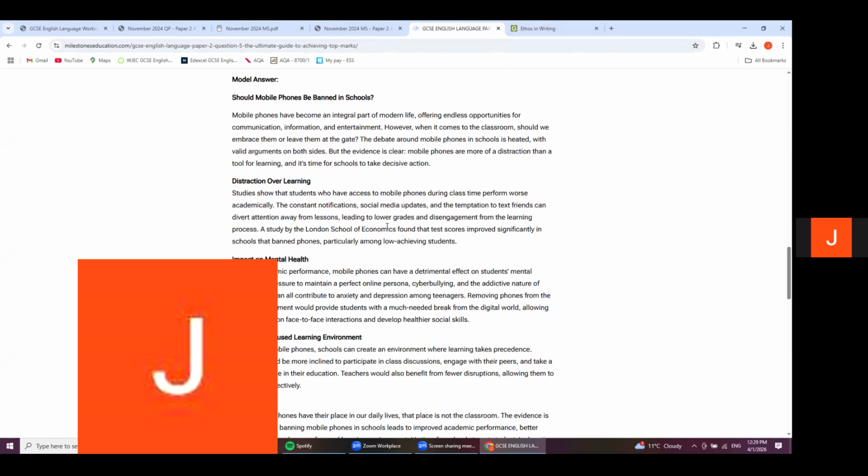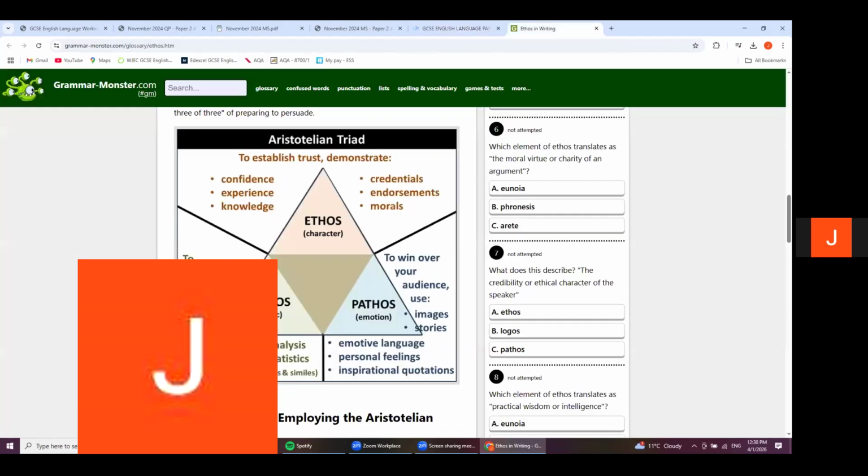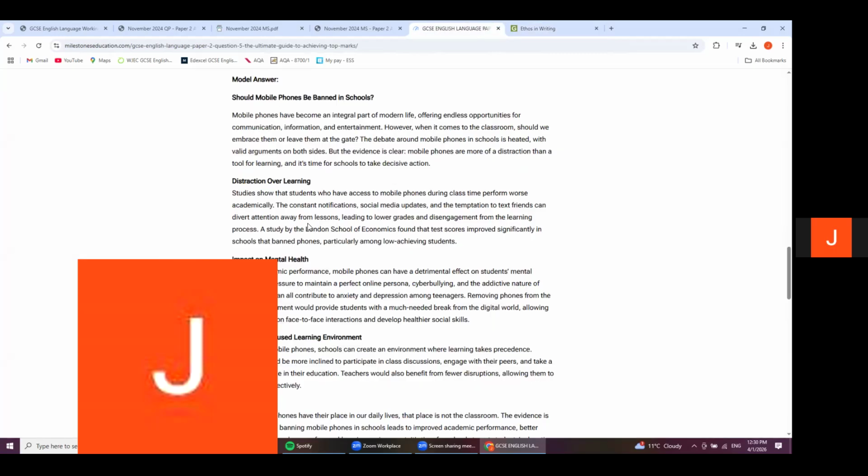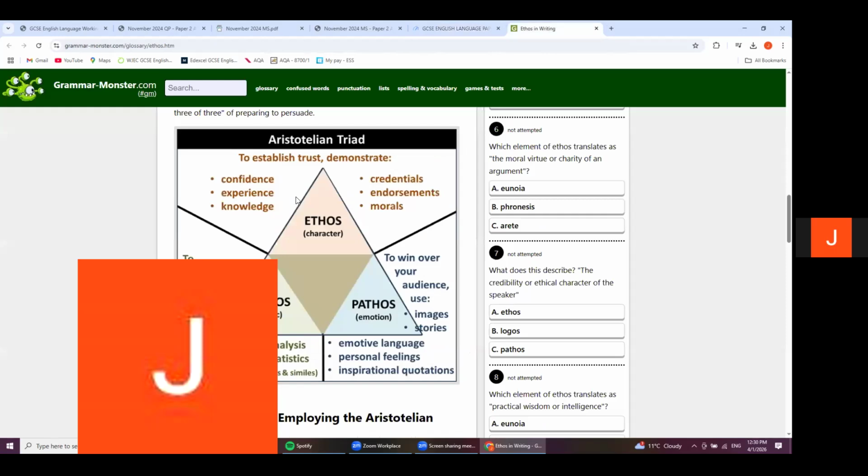And a study by the London School of Economics found that test scores improved significantly in schools that banned phones, particularly among low achieving students. So what we've got there is an example of data. We've got research from a really authoritative source, the London School of Economics. It's a really prestigious university, so it's adding credentials and reinforcing the confidence, the knowledge, and the credentials, the ethos and character of the speaker. So this is why the Aristotelian triad is all really important. Can't emphasize that enough.